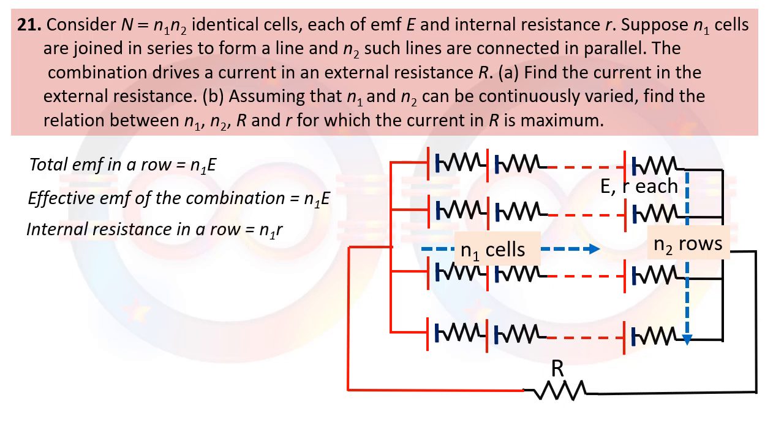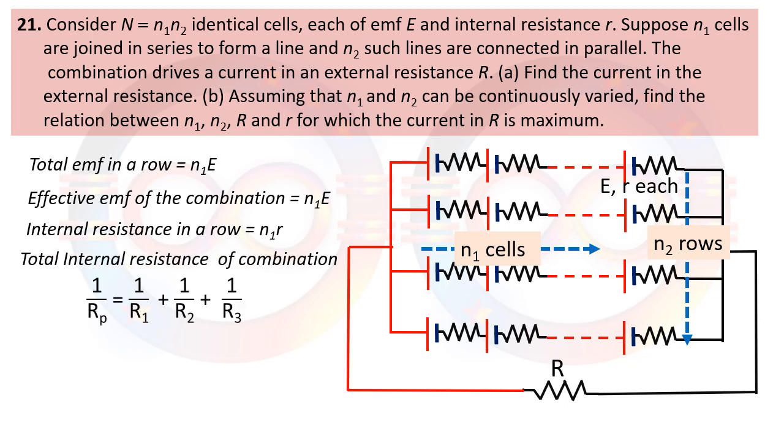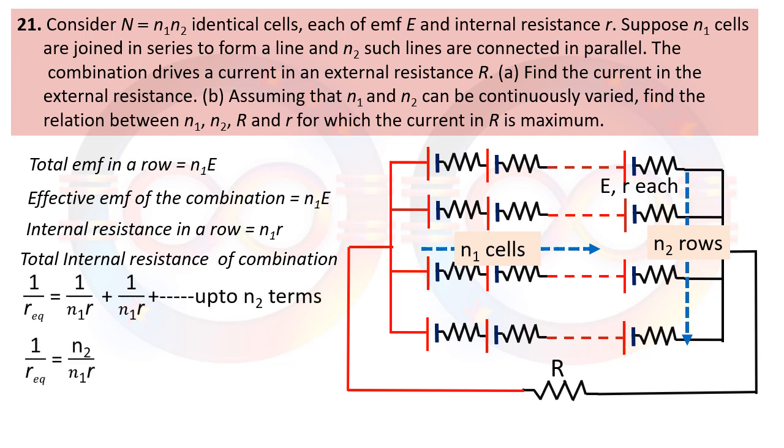Now let us calculate internal resistance of one row. It is R1 plus R2 plus R3 up to N1 terms, because each cell is having same amount of resistance. It is R plus R plus R up to N1 terms, so it is N1 into R. Now N1R, N1R, N1R many times, means N2 times, they are connected in parallel combination. So for parallel combination we have the formula 1 by Rp is equal to 1 by R1, we are using same up to N2 terms. So after using this formula we will be getting the internal equivalent resistance of the circuit as N1R upon N2. So this is the total internal resistance. Now total resistance of the circuit is internal plus external, that is capital R plus N1R upon N2.